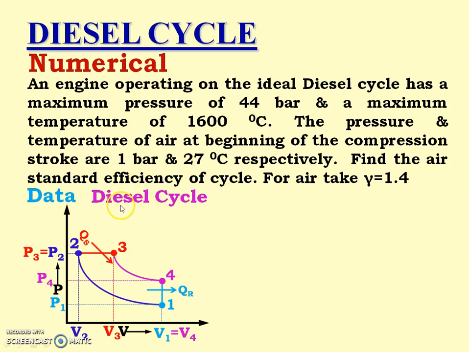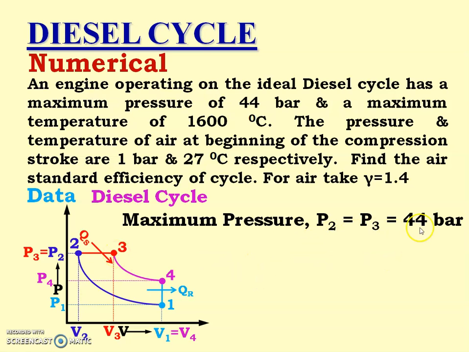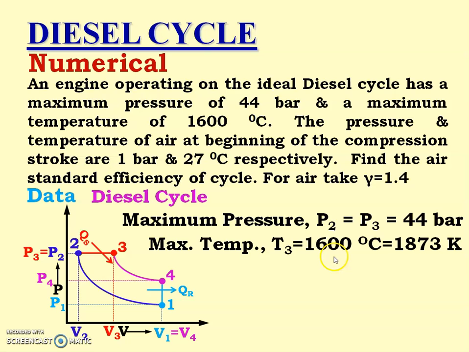So data, that is the diesel cycle is given. So this is the PV diagram for the diesel cycle. Now the maximum pressure. So maximum pressure is either 2 or 3 because it is a constant pressure process. So P2 is equals to P3, 44 bar. Maximum temperature. So it is the end of the heat supply, that is T3. That is 1600 degrees Celsius or 1873 Kelvin.